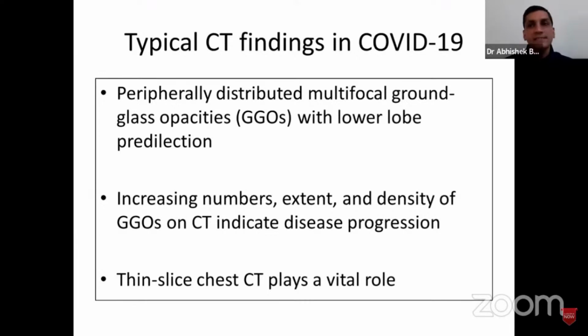If we didn't have these thin slice CTs, you would have thick slices. Then again, there would be a problem in terms of definitive scoring for these patients. So these are the typical findings, and this is what we were actually looking for and giving the CT scoring index on the basis of these findings.